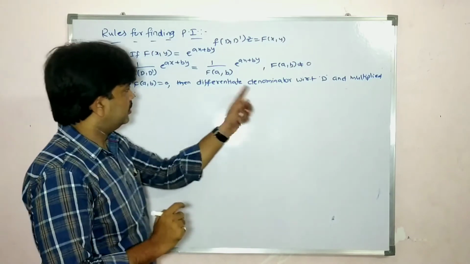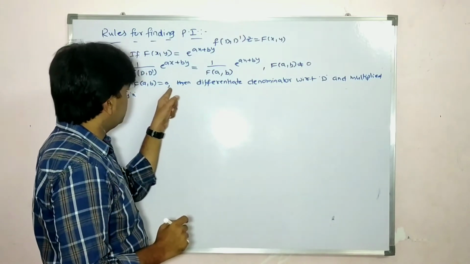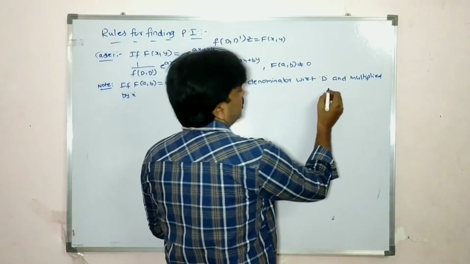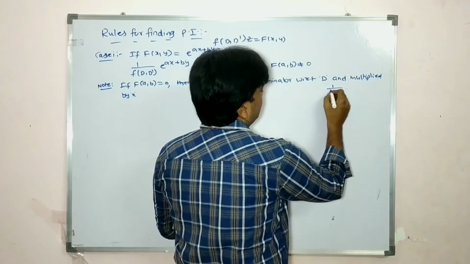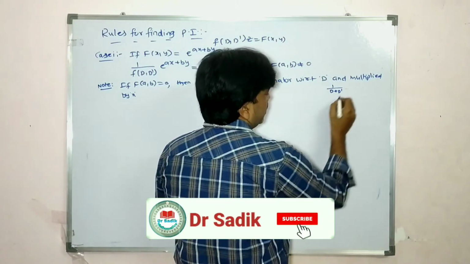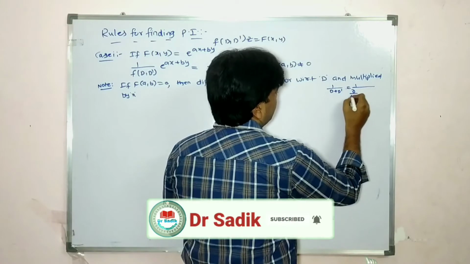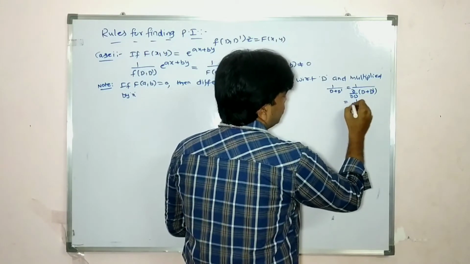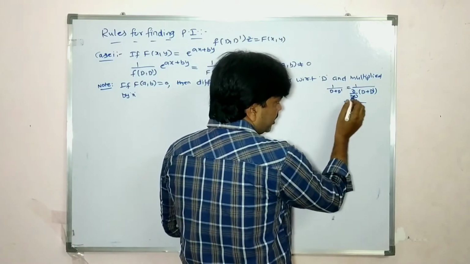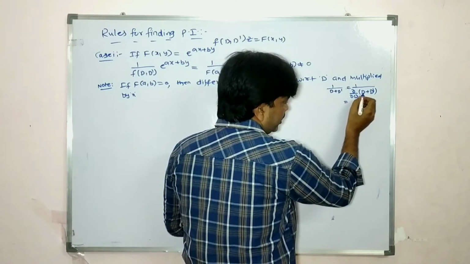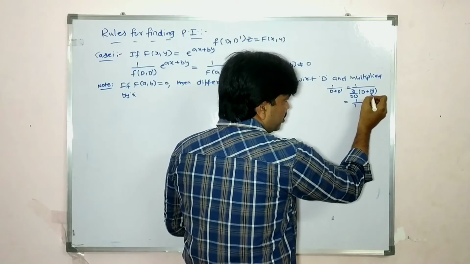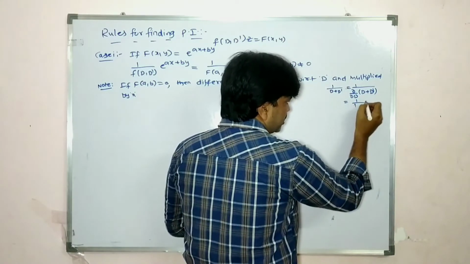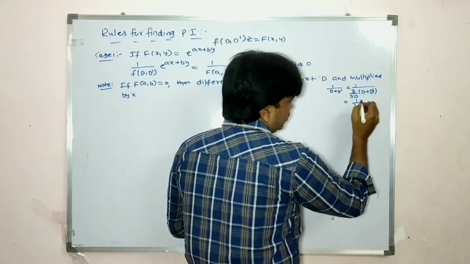Now see, students, here if f(a, b) is equal to 0, then differentiate the denominator with respect to D. For example, here 1 by D plus D dash. Differentiate with respect to D: D plus D dash. Then what do we get here, students? We are differentiating with respect to D, so the derivative of D is 1. D dash is the constant, whenever we differentiate with respect to D, so its value is 0. Finally we get 1, students.